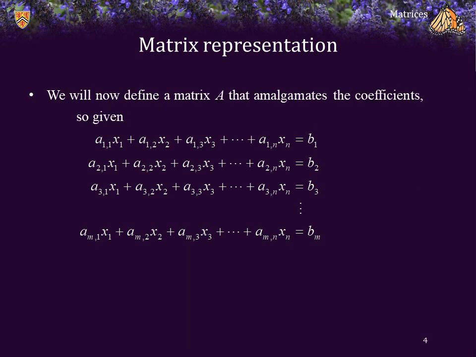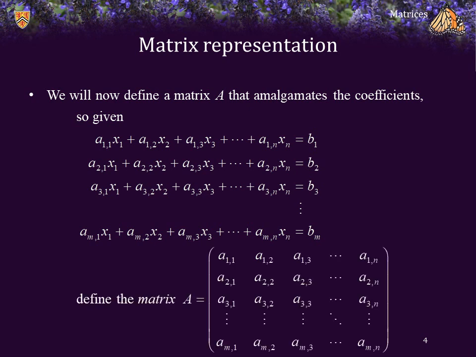We will now define a matrix A that amalgamates the coefficients of the unknowns. So, given this system of m linear equations in n unknowns, we will define the following matrix that simply contains a grid of the corresponding coefficients. And whereas in the system of linear equations, if one of the coefficients is 0, we may leave that value out, in the matrix, we will explicitly place a 0 in the appropriate location.